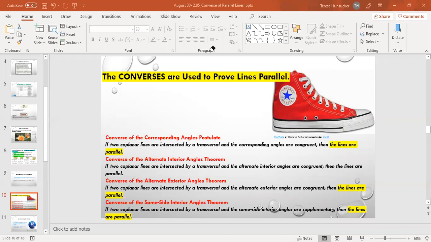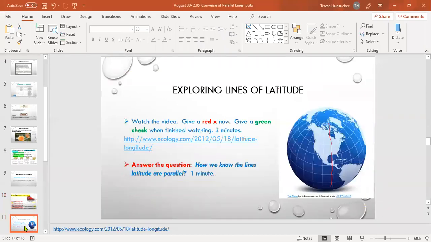So now we need to show lines are parallel by showing that corresponding angles are congruent. We can prove the lines parallel if we can show alternate interior angles congruent. We can prove lines parallel by showing alternate exterior angles are congruent. We can prove the lines parallel by showing same side interior angles are supplementary. All right.